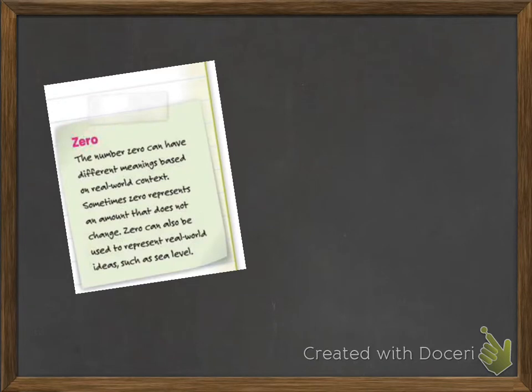All right, so a little side note, you'll notice this on the side of your paper, talks about the number 0. The number 0 can have different meanings based on real-world context. Okay, sometimes 0 represents an amount that does not change. Other times 0 can also be used to represent real ideas such as sea level. All right, so let's talk about 0.